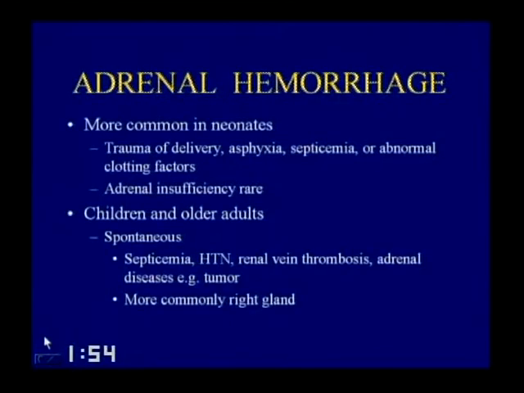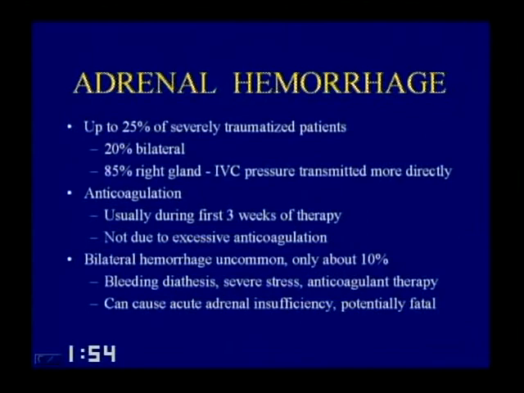Now moving on to adrenal hemorrhage. This is more common in neonates. It can be due to the trauma of delivery, asphyxia, septicemia, or abnormal clotting factors. Adrenal insufficiency is rare in these cases. It can occur in children and older adults as a spontaneous hemorrhage. Again, septicemia, hypertension, renal vein thrombosis, various adrenal diseases. This will more commonly affect the right gland. And as Dr. Grant mentioned, in trauma, up to 25% of severely traumatized patients can have adrenal hemorrhage. These can be bilateral, though this is less common.